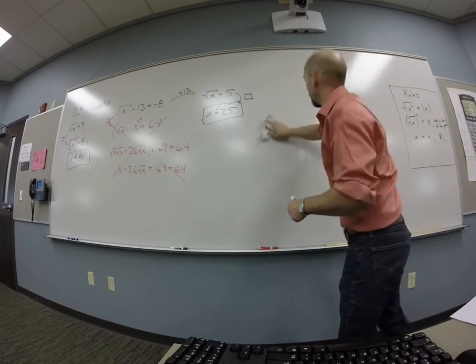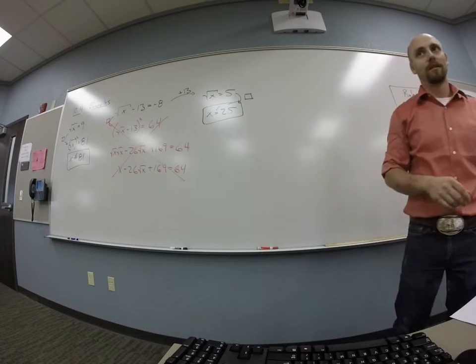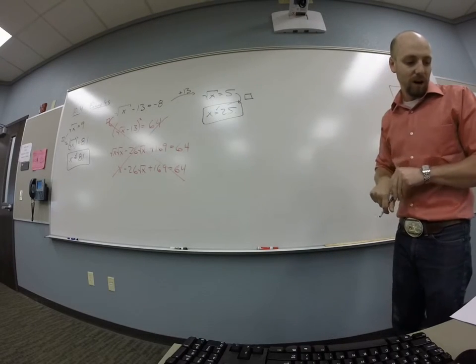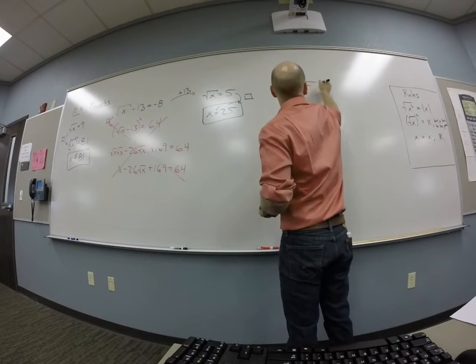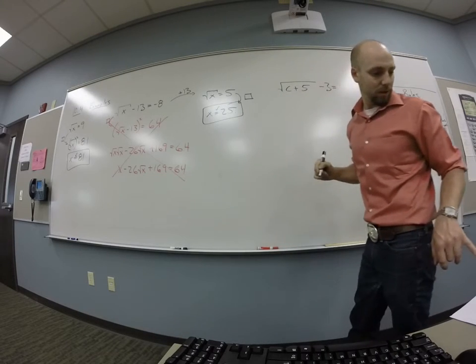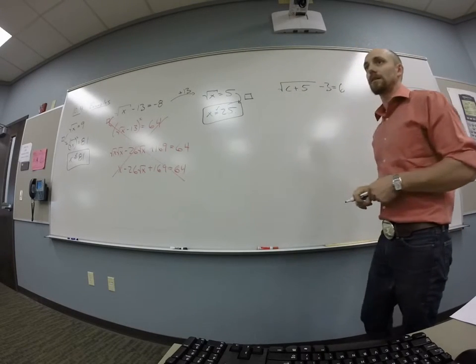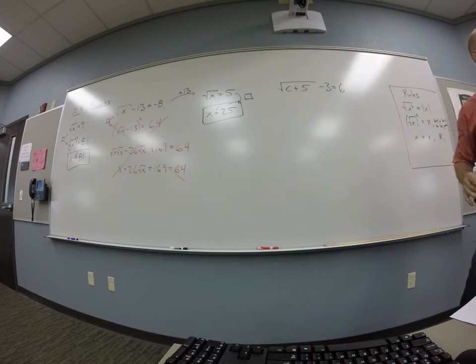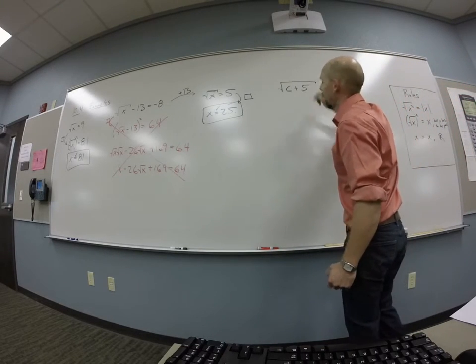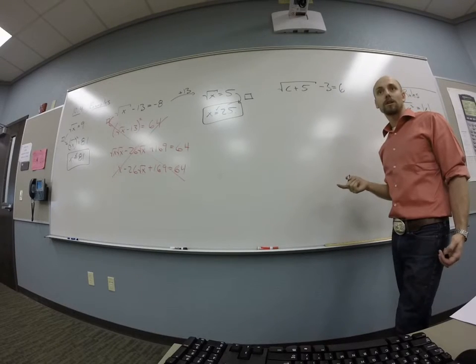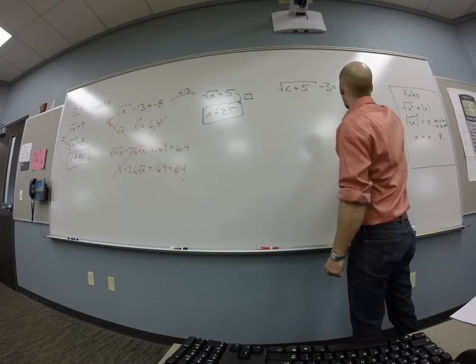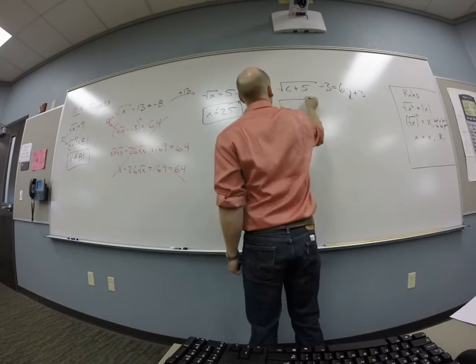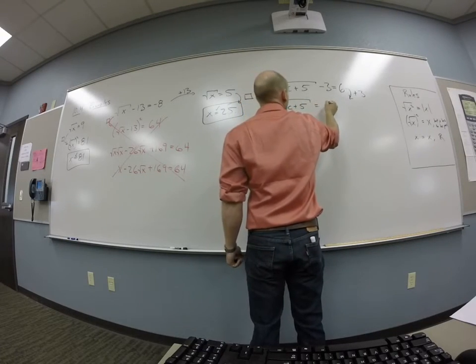You guys want to try slightly more complicated? Ramp it up a little. All right, so what if we had the square root of c plus 5 minus 3 is 6. Okay, so what's my goal? I need to get the square root by itself so I can square both sides and get it out of there, right? So I got to add 3 to both sides. So that'll give me the square root of c plus 5 is 9.